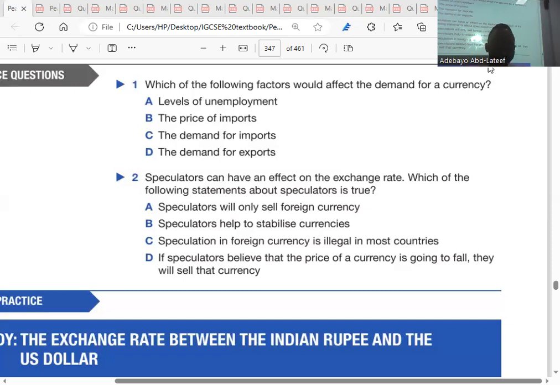And D. If speculators believe that the price of a currency is going to fall, they sell. If they feel that the prices are going to rise in the future, they buy more now. If they believe that prices are going to fall, they sell now. So the answer is D.